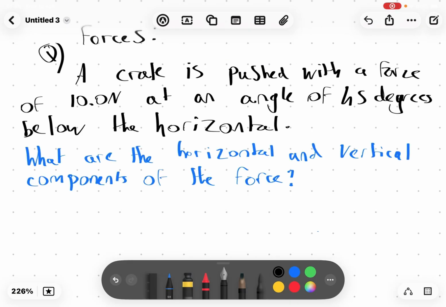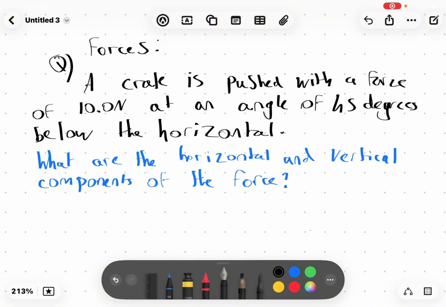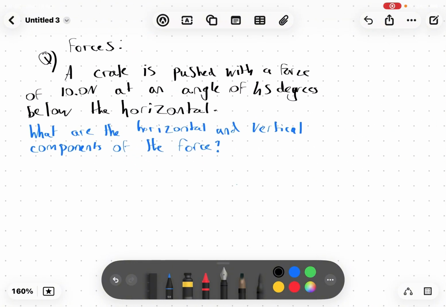So an example question: a crate is pushed with a force of 10 newtons at an angle 45 degrees below the horizontal. What are the horizontal and vertical components of the force? Well, first of all, to understand everything, let's quickly understand what "below the horizontal" means. To understand that, let's draw a graph. This is the y, this is the x, as we know, and below the horizontal means it is below here.